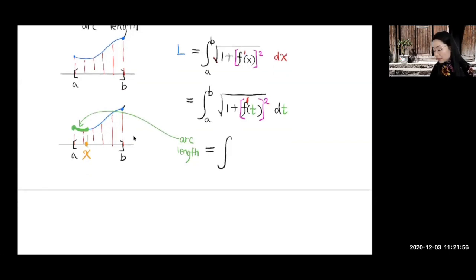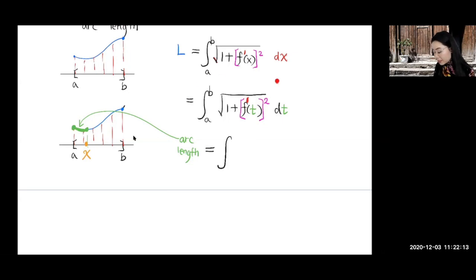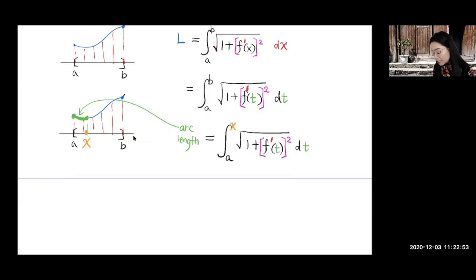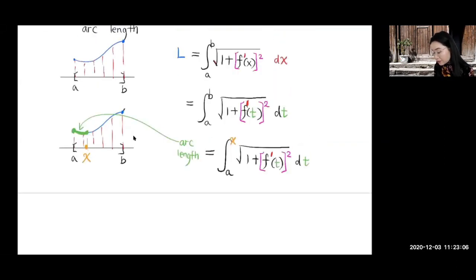According to the formula right here, is it the same formula but integrated from a to x? Yes, it's the same one, except this time it's going to go from a to x right here. So see, I reserve this x here as this upper limit. That's why I don't want to put an x over here, so I use t here. So t and t right here. This integral represents this arc length right here.